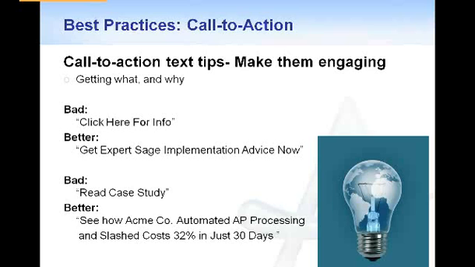With respect to the text in your call to action, let's make it engaging. Get right to what are they going to get and why they want it. Here's an example of the classic. Click here for information. A little bit better approach would be get expert Sage implementation advice now. You can see where that's going to capture somebody's interest a lot better and lets them know what am I going to get as a result of clicking this link. Another classic, read case study. A better approach, see how Acme Company automated AP processing and slashed costs 32% in just 30 days. Really, there's a lot more tangible benefit there, much more exciting. Your click-through rate's going to be much higher.